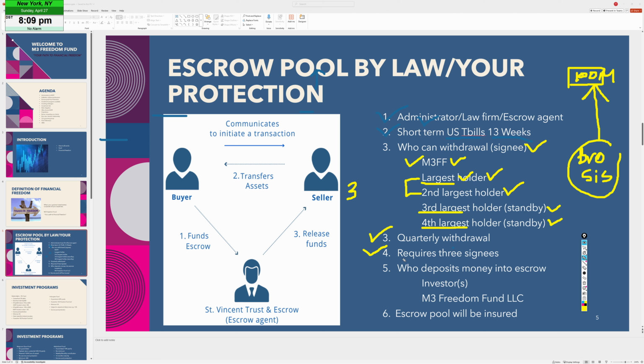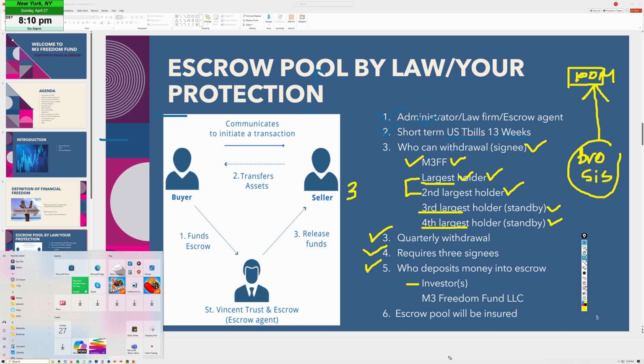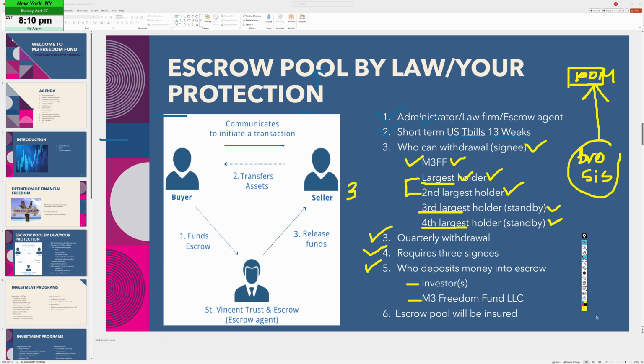All right. So who deposits money into this escrow? The people that deposit money into this escrow is you at the beginning, right? Remember, 50% of your money goes into this escrow. And M3 Freedom Fund, LLC will also be depositing money into this escrow, and we'll explain that in a subsequent video. And this escrow pool will be insured. Okay, so let's continue.